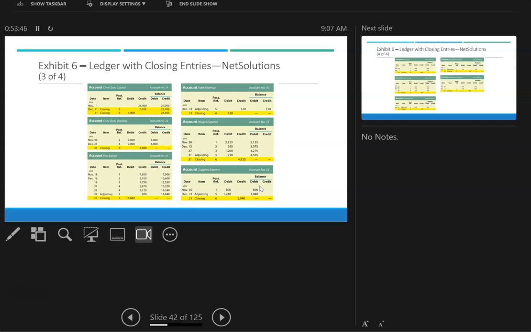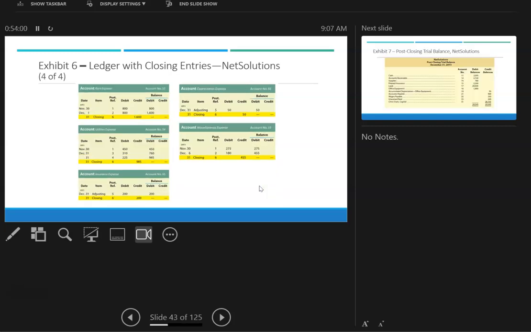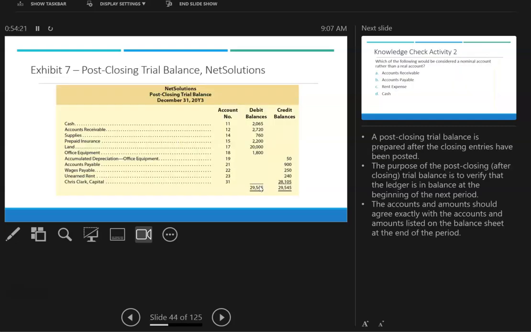But do you see our drawing account is now zero? Our fees earned is now zero. Our rent revenue is now zero. Our wages expense is now zero. All expense accounts are now zero. We are ready to begin the next period with temporary accounts all going to zero and all the permanent accounts staying the way they are. And the only account that was adjusted was the capital account. Okay? That's closing the books so we can start the next period.